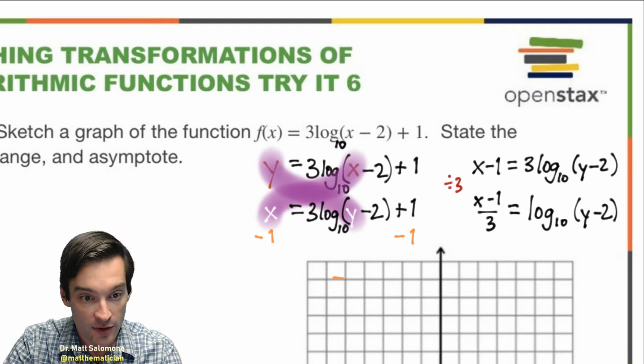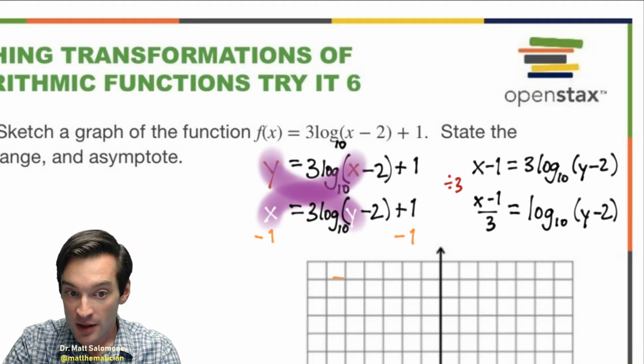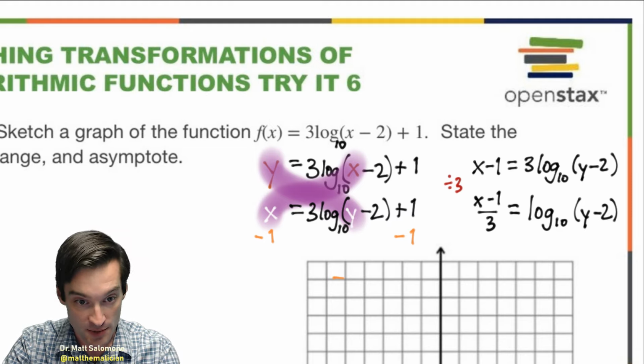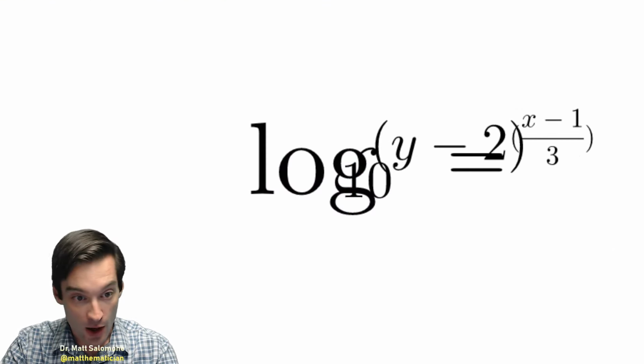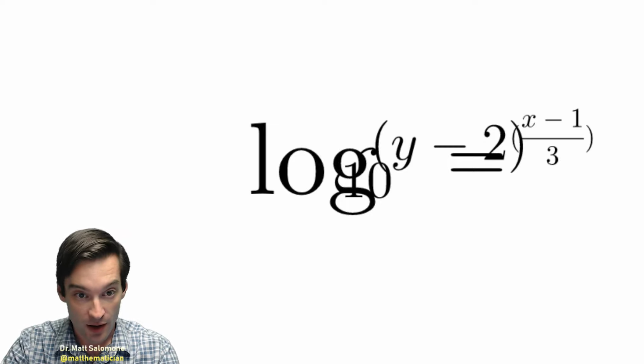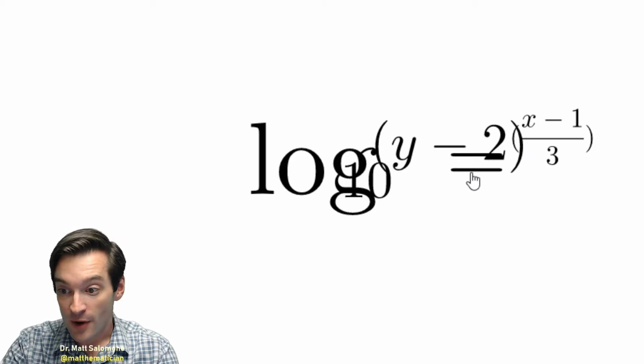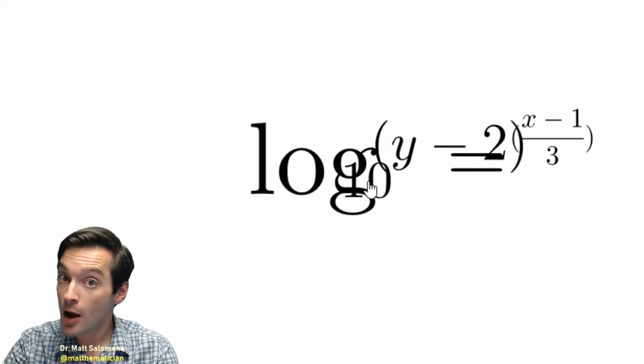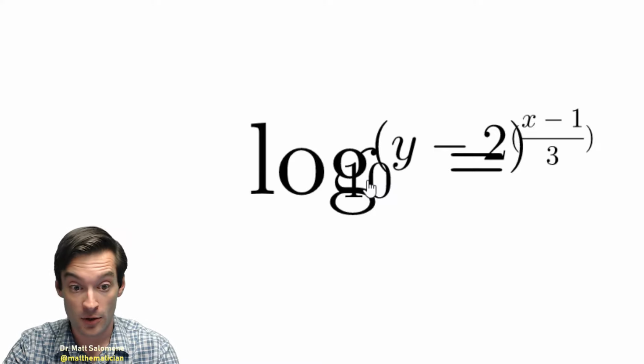Okay, so we now need to figure out how to perform the sleight of hand that we need to perform in order to turn this logarithmic equation into an exponential equation instead. So this is going to look a little bit cluttered, but I think you're going to get the point. Here I've got the logarithmic equation, log base 10 of y minus 2 is equal to x minus 1 over 3. And so if I want to turn this into an exponential equation instead, the base of my exponential is going to be 10, because it's the same as the base of my logarithm. That's how we define what the base of a logarithm is supposed to be.